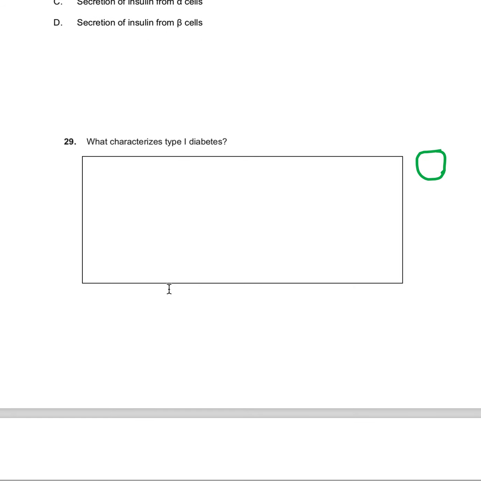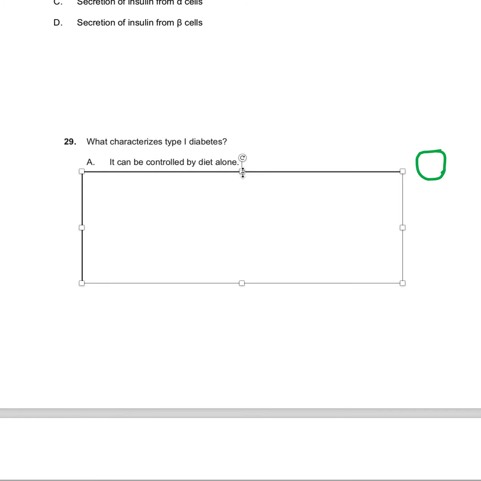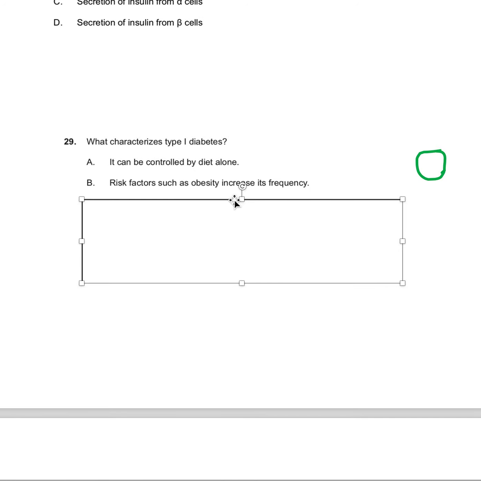So another one. What characterizes type 1 diabetes? Let's look at the answers. It can be controlled by diet alone. So type 1 is where it happens in babies and their beta cells don't work. So diet doesn't have an effect. Diet happens in type 2 diabetes. Risk factors such as obesity increase its frequency. That's not true again. This happens in type 2. Remember the obese person, that was type 2.